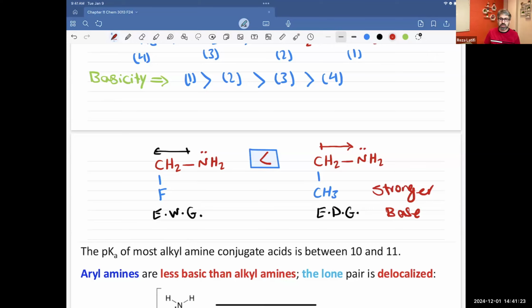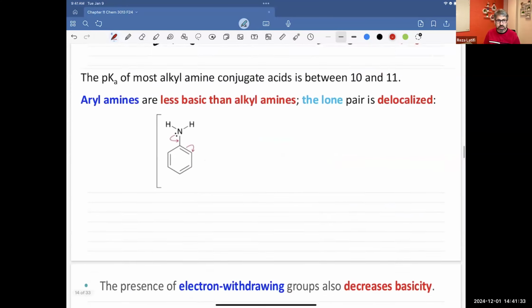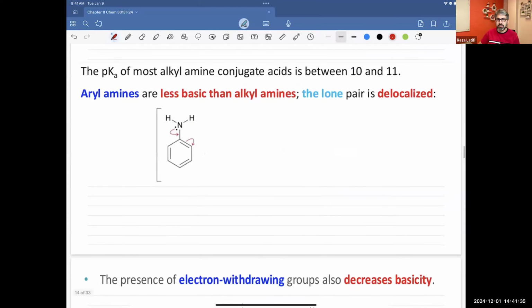Now, is it possible to increase or decrease the acidity or basicity through resonance? Yes, that's another way to affect the basicity.